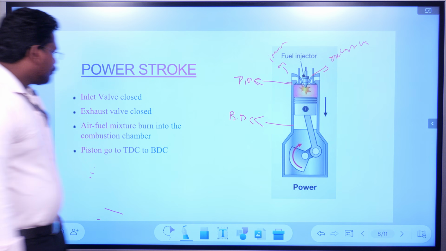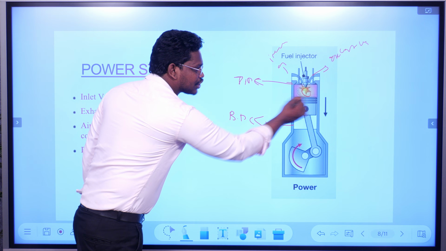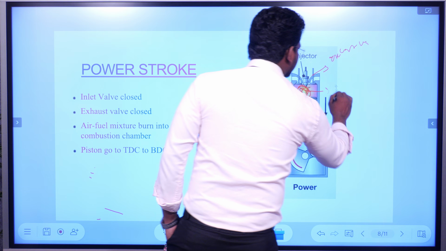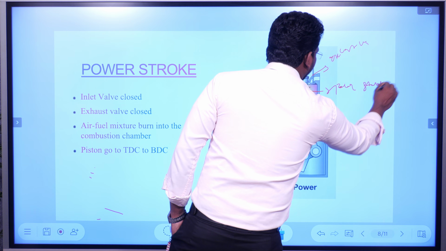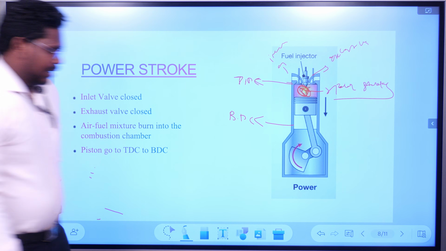Next, the air-fuel mixture burns in the combustion chamber. This is the power stroke. Next stroke.